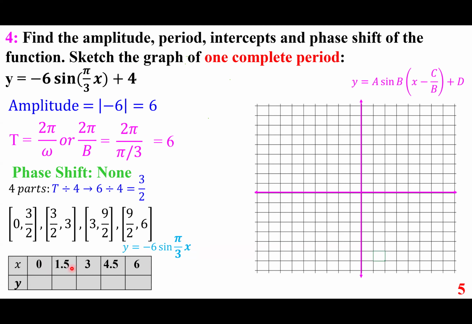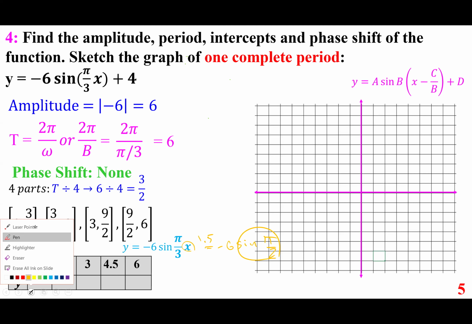If I put 1.5 divided by 3, okay, if I put this one 1.5, I get minus 6 sine of pi over 2. This is 1, so I get negative 6. And you can figure out the rest. If I put 3 here, cancels out this one, sine of pi is 0. So I get minus 6 times 0, which is 0. And if I put 4.5, I end up with 6. If I put 6, I end up with 0.